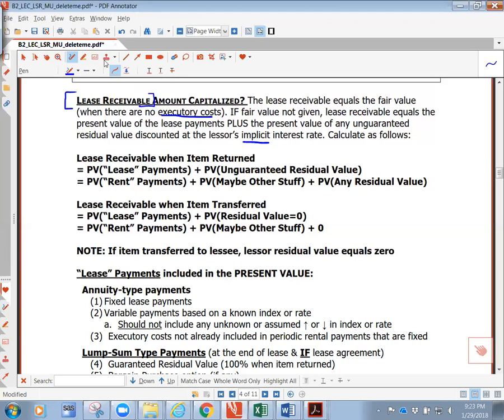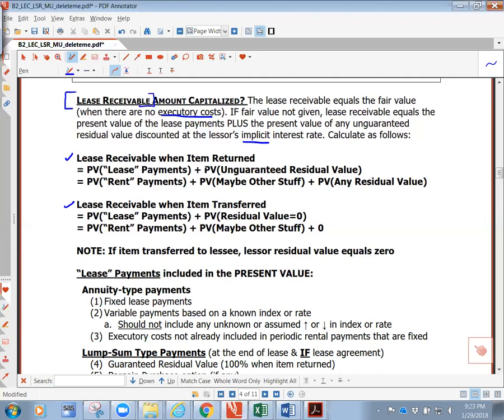Okay, now I'm going to talk about when the item is returned and when the item is transferred to the lessee at the end. And what gets confusing is how we deal with the residual value. So you take the present value of the lease payment. Basically every calculation is going to have a present value of some annuity of payments, which we're going to talk a little bit more about. And then in addition, there may be a lump sum at the end to deal with.